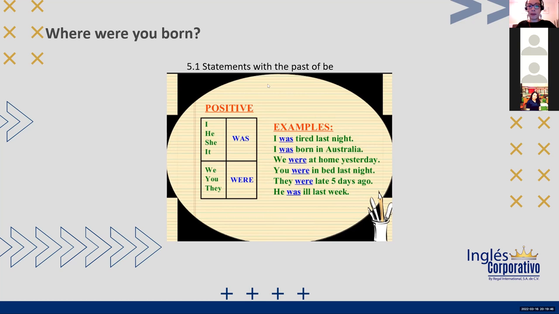Y vamos a ver el video donde se explica un poco más sobre el verbo be. Luego vamos a practicar una conversación y a ver un poco de gramática, nada más ahorita empezando con las statements, con oraciones, con el pasado de be. Vamos a ver afirmativas, negativas, and etc.